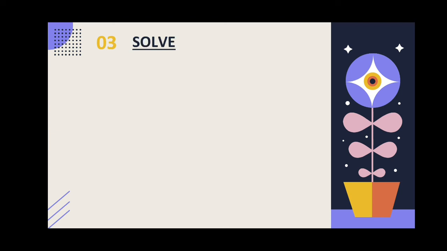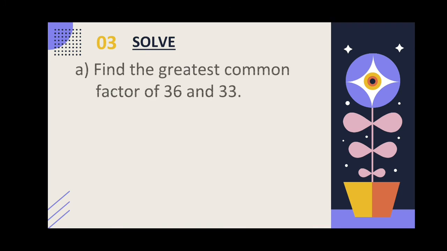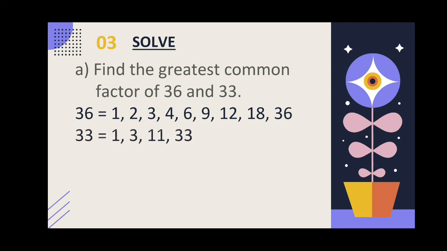This time, let's solve. Let's find the greatest common factor of 36 and 33. So first thing that we need to do is we need to find the factors of 36 and 33. The factors of 36 are 1, 2, 3, 4, 6, 9, 12, 18, and 36. Ngayon yung 33 naman, ang factors niya ay 1, 3, 11, and 33. What do you think is the greatest common factor? Okay, so the greatest common factor is 3.